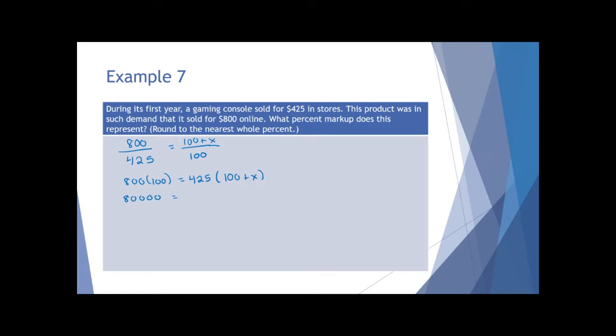So on the left, I need to just multiply. And then on the right, I have to distribute. So I need to do 425 times 100. That's 425, basically just add 2 zeros, plus, and then I multiply 425 by the x. So that's 425x. So now I need to solve for the x. I need to remove the 42,500 there, so I'm going to subtract that value from both sides.